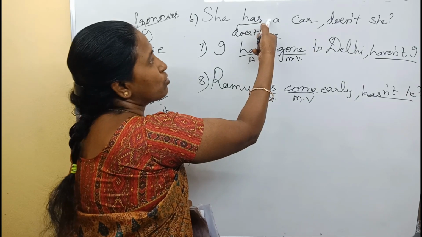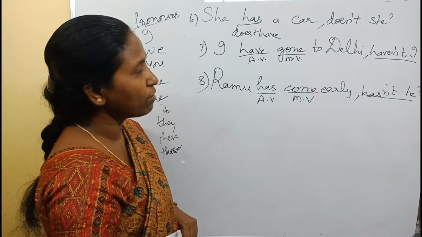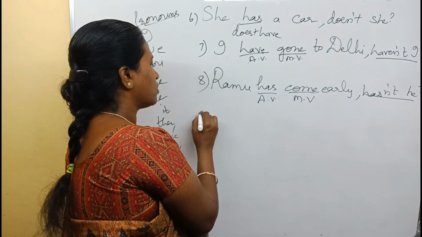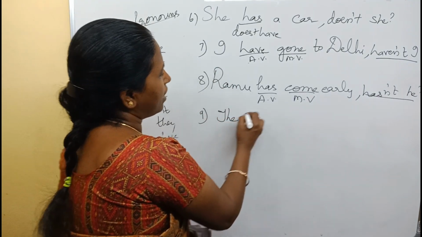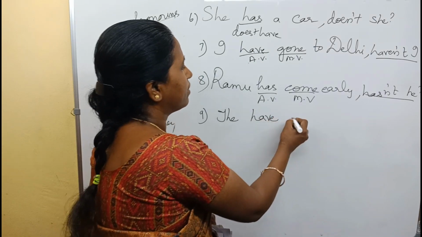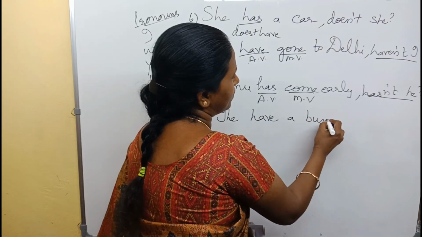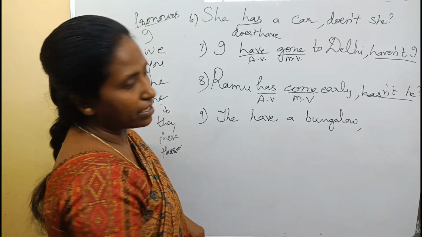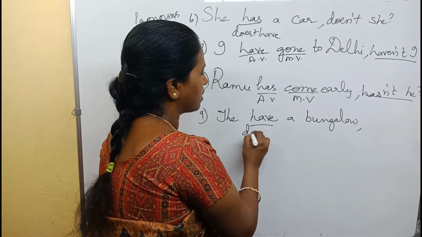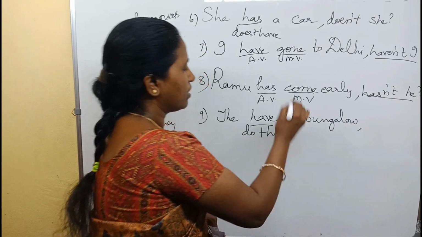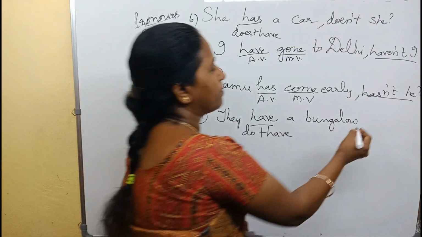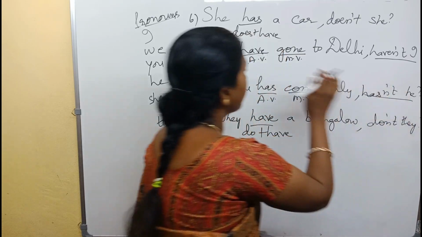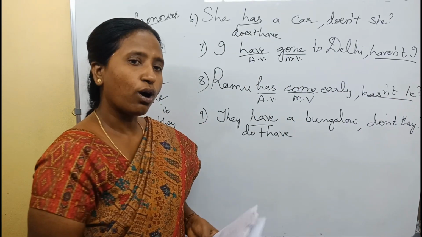Here if you see there is no V3 form, therefore we are splitting it to does plus have. Okay, the same way if you see have. Okay, so how is it? They have a bungalow. They have a bungalow. Okay, so here if you see there is no auxiliary verb here. So this have is nothing but do plus have. Therefore, our question tag will be don't they.